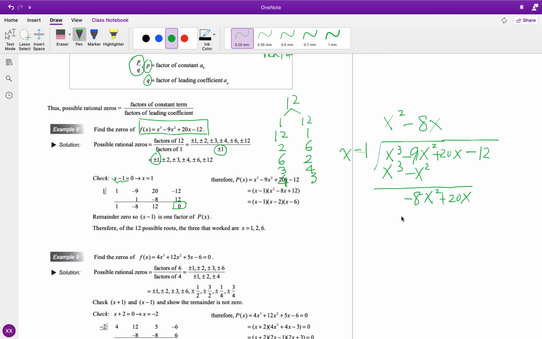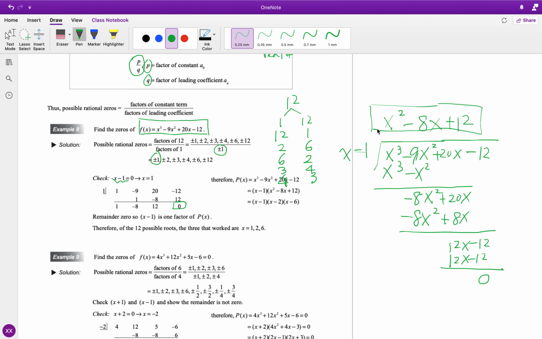So then you have next -8x to the power of 2 plus 8x. So 20 subtract 8x, 12x minus 12. So then that will be plus 12. All right, so then you can see this is definitely 12x subtract 12. So that's because x minus 1 is one of the factors, the remainder is 0. So then this is your quadratic function. So now you can rewrite it into x minus 1.